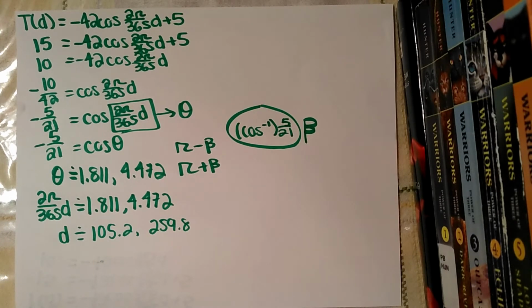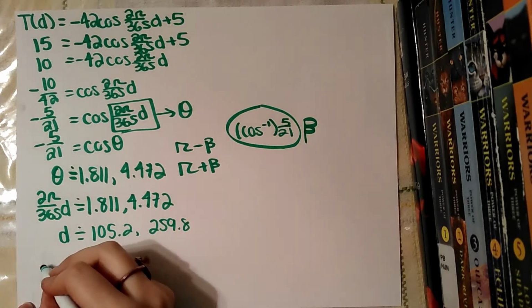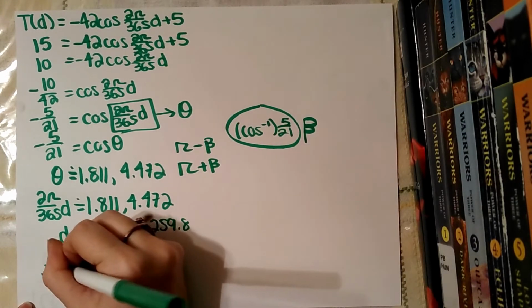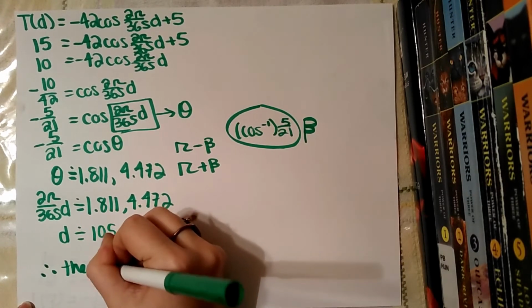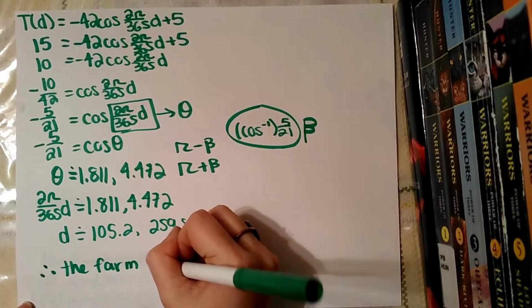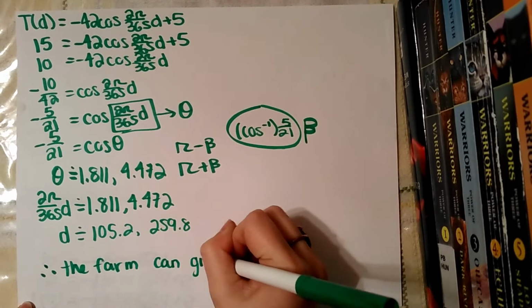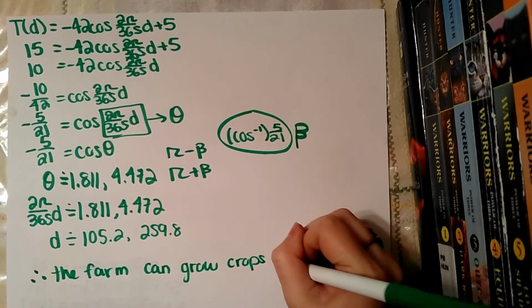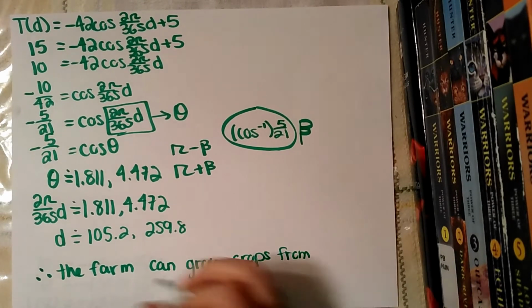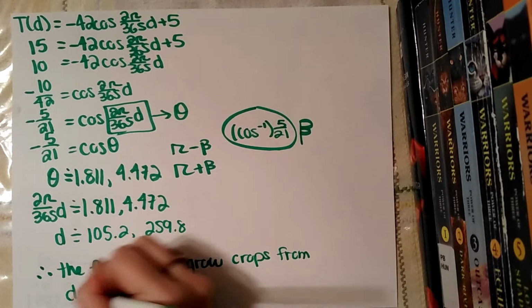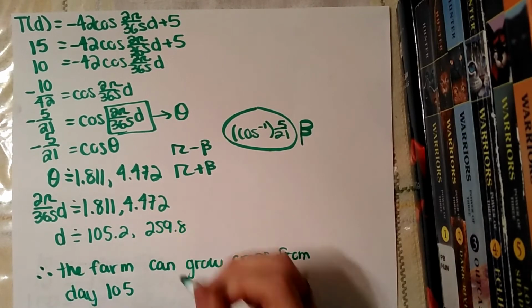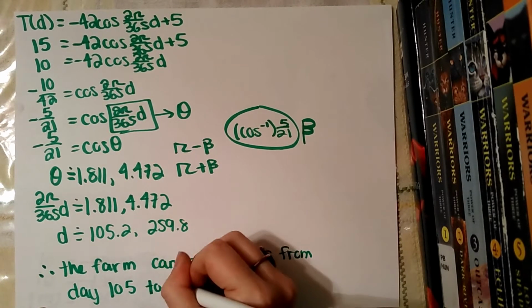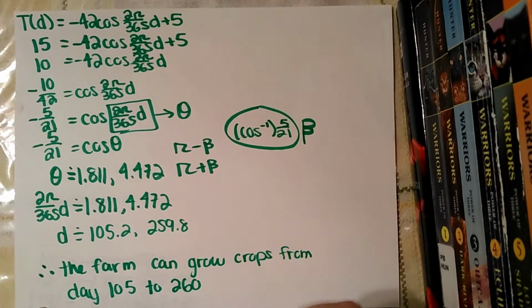As this is a word problem, we must have a conclusion. So therefore, the farm can grow crops from day 105, which is late March, to 260, which is mid-August.